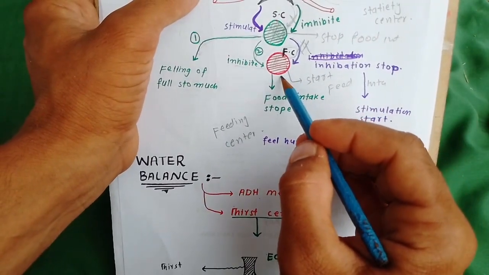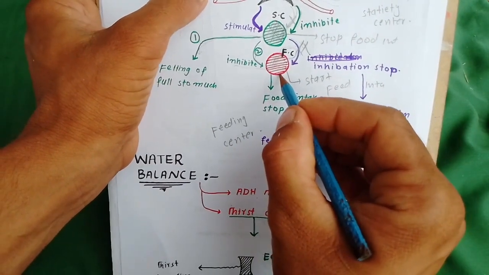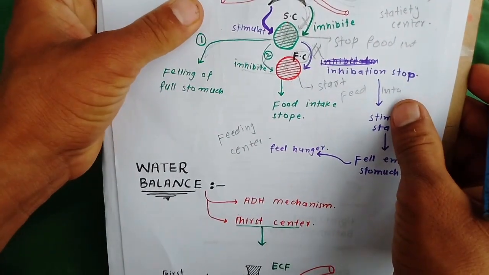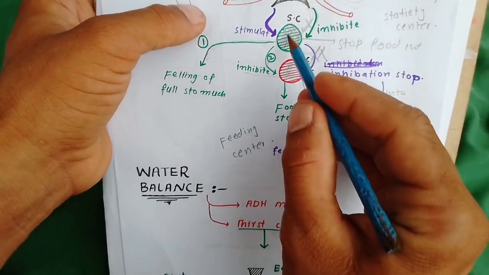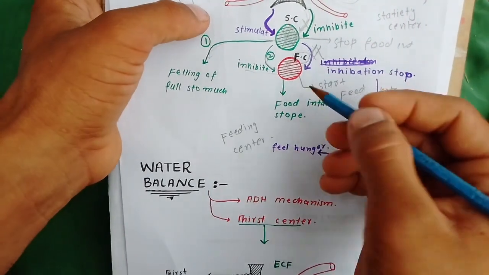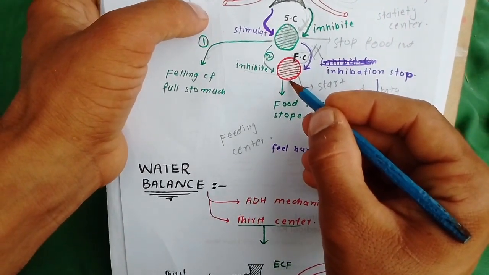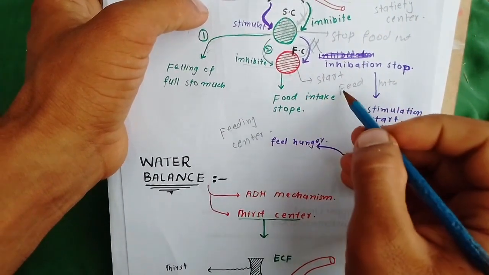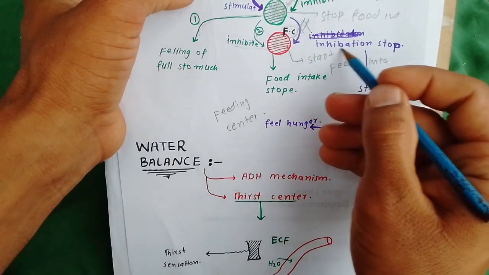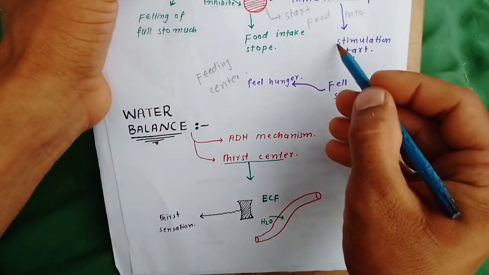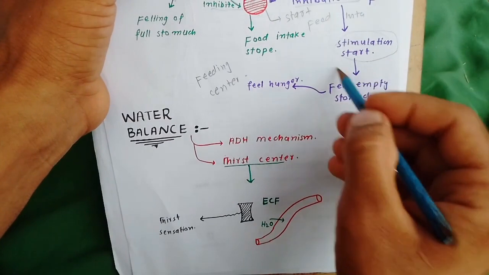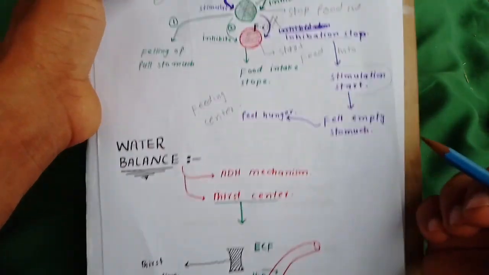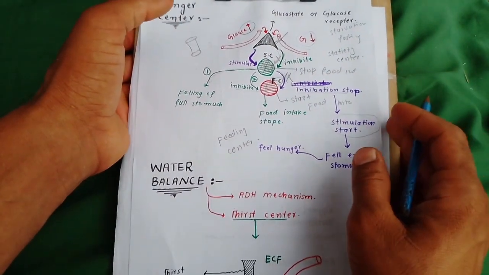When the inhibition message is stopped, this center is now not inhibited. Oppositely, when this center is stimulated, no inhibition message comes, so we start feeding. We feel the inhibition is stopped. When inhibition stops, stimulation starts, so we feel an empty stomach and feel hunger. Okay, so this is all about the hunger mechanism.